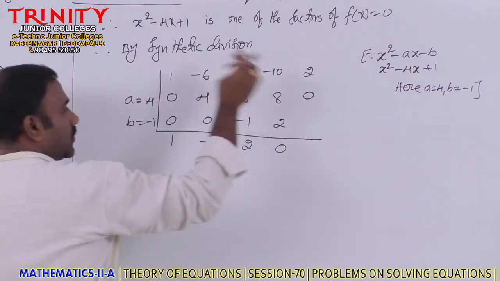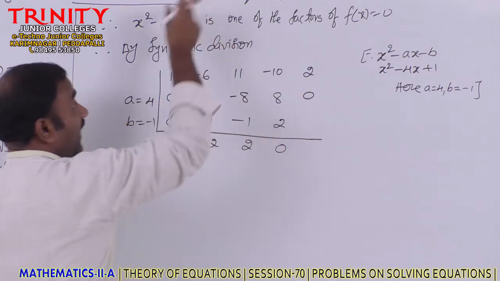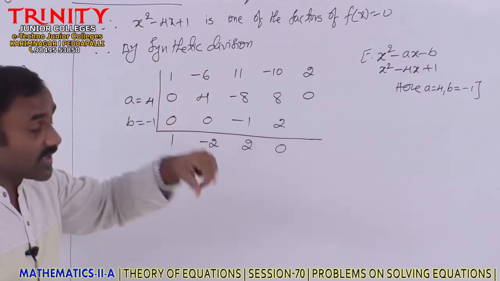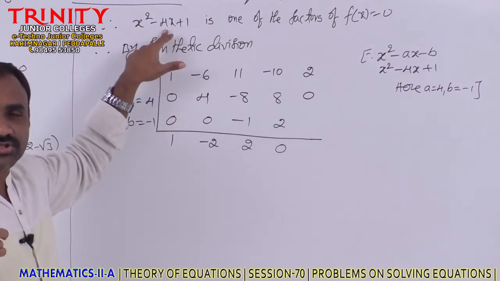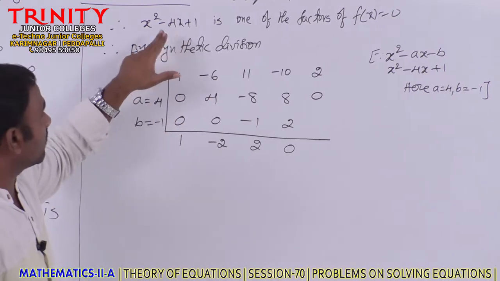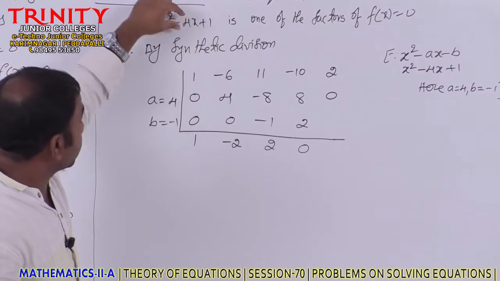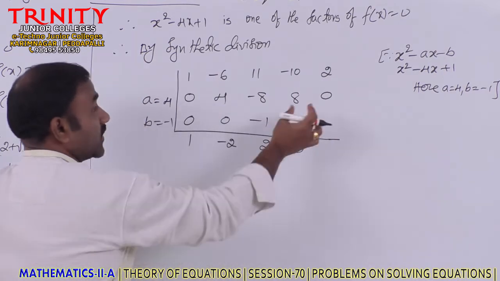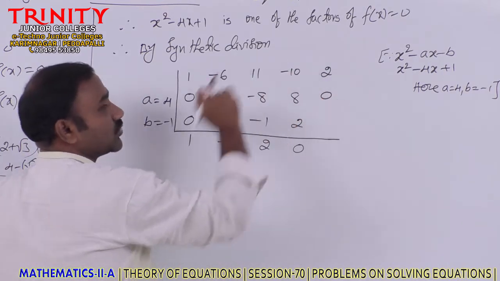0 into 4 is 0. Why? Because it is a factor. X square minus 4x plus 1 is a factor. From where was it formed? From the roots, x is equal to alpha and x is equal to beta. We got this factor, therefore it is a factor of the polynomial f of x equal to 0. That's why we are taking this value as 0.